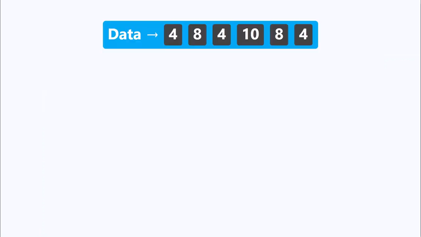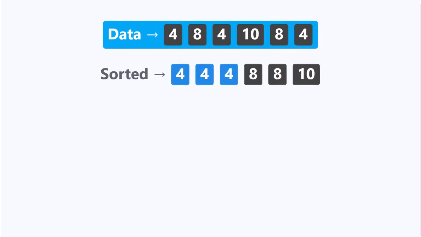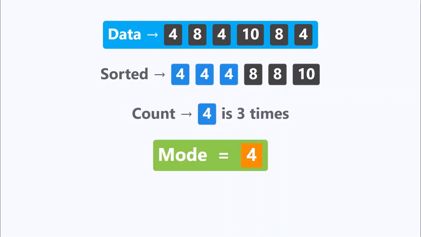Here is our data set: 4, 8, 4, 10, 8 and 4. Let's first put them in order to find the repeating numbers easily. We see the number 4 appears 3 times. Since 4 appears the most, it is the mode. So, 4 is the most popular number in this data set.